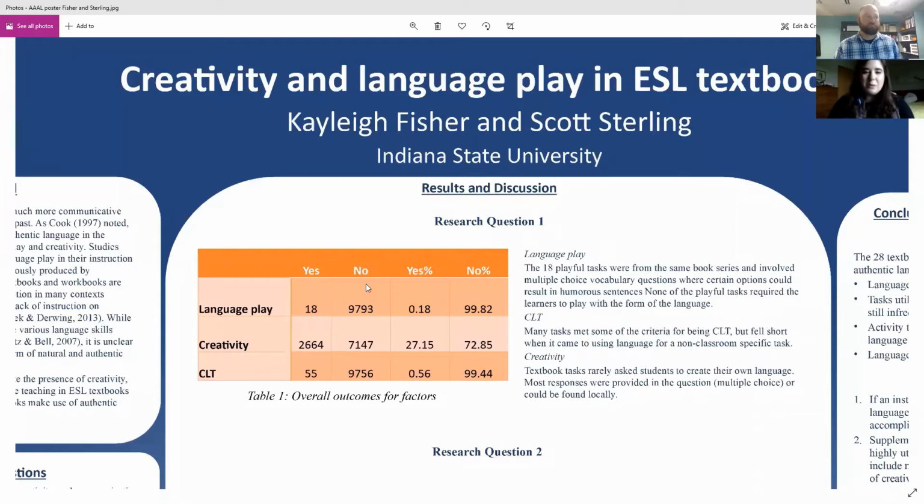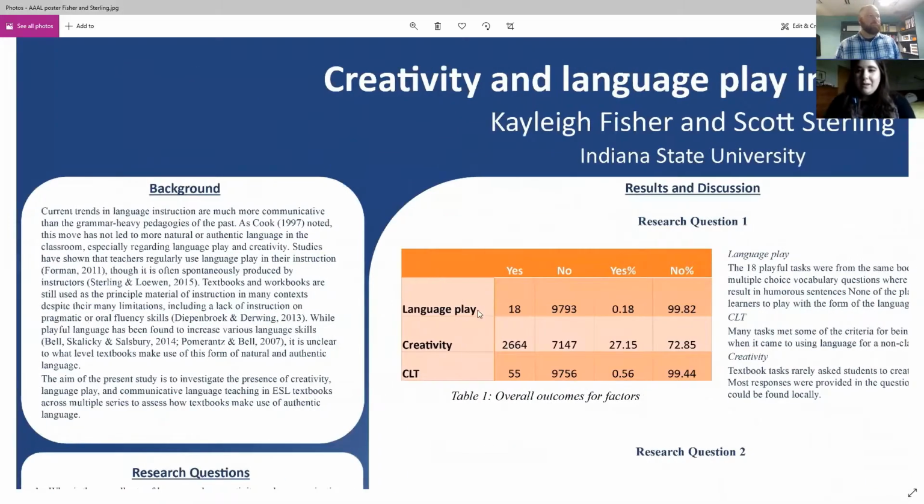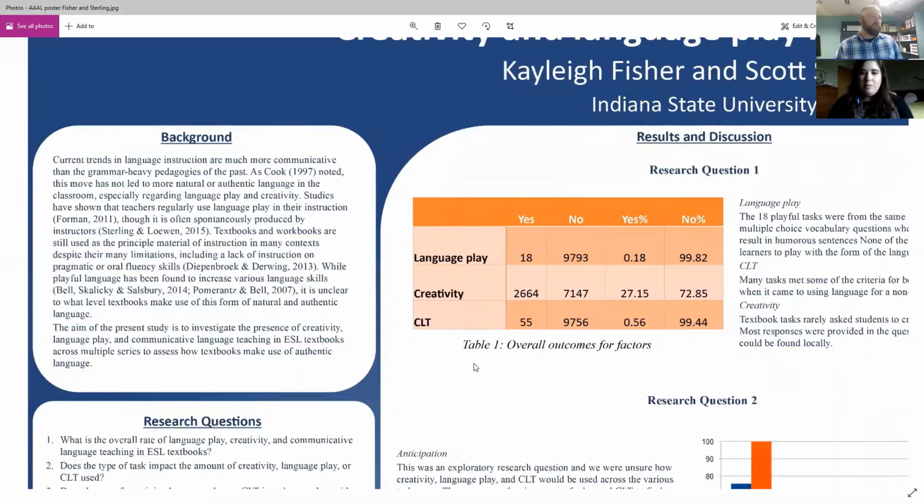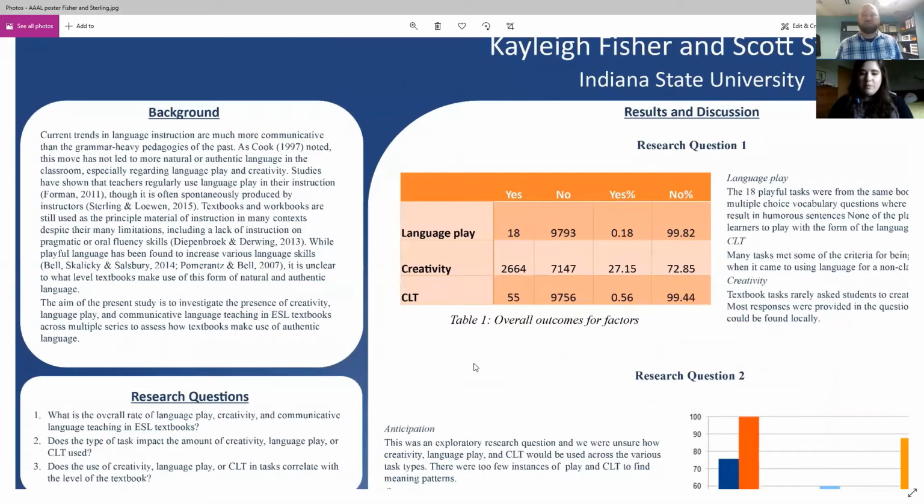Today, we're going to be talking about our research project and our poster titled Creativity and Language Play in ESL Textbooks. A little bit about the background of this project. One thing that students often note in our introductory courses, when we have them do textbook evaluations, is just how dry and unfun a lot of the textbooks they evaluate really are. They always talk about their own language experiences, about just how boring they found textbooks to be.